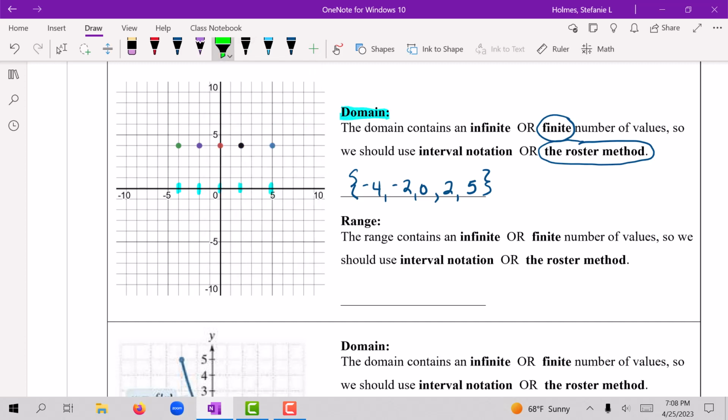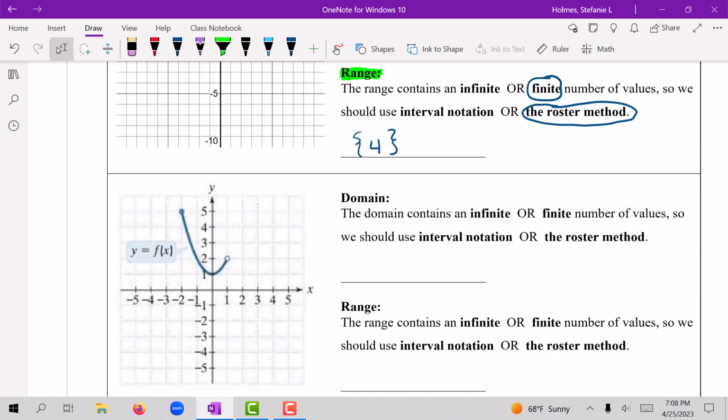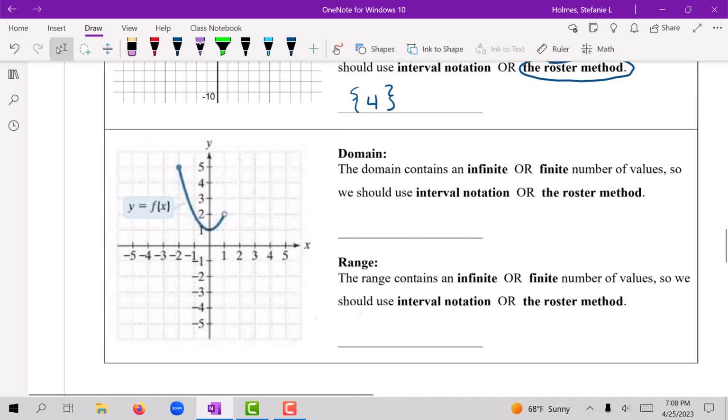Let's go to our range in green. For the range, we need to go on the y-axis and just highlight how high it is. All of these points happen to be at the same height, which is 4. So our range is just 4. Again, this is finite, and we should use the roster method because there's only one value. All right, let's try this one, which is a little bit more complicated.